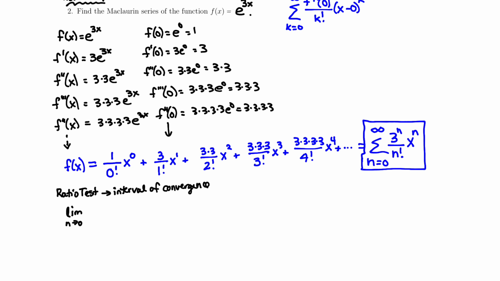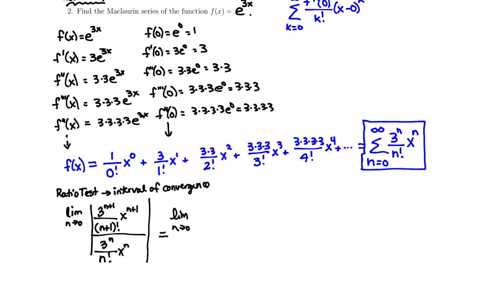And so doing that ratio test, we take the limit as n goes to infinity of 3 to the n plus 1 over n plus 1 factorial times x to the n plus 1, divided by 3 to the n over n factorial times x to the n. And then things cancel out. Let's see what happens as n goes to infinity. We have 3 to the n times 3 to the 1 times x to the n times x to the 1 over n plus 1 times n times n minus 1 and so on, which is n factorial, times 3 to the n, x to the n.